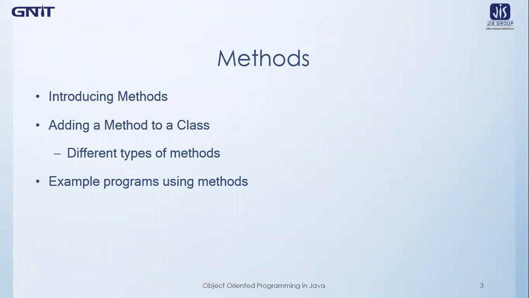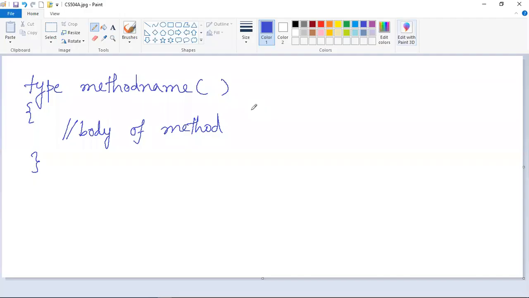So let's see how the general syntax of a method looks like. This is how the general syntax of a method looks like. Here you can see that this is the method name. You can give any name of your choice, or you can also choose the name according to the function that the method is performing. Like, say, if you are doing some addition program and you want to write the code of addition inside a method, then you can name the method add or sum, or you can also give any other name of your choice.